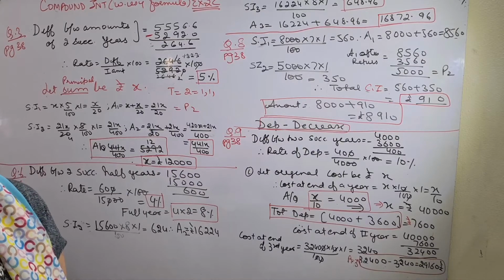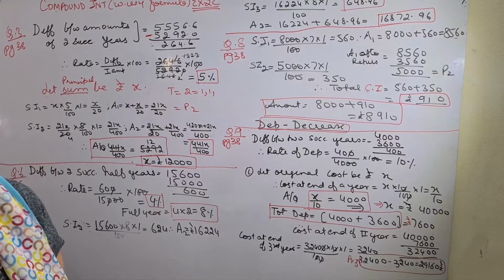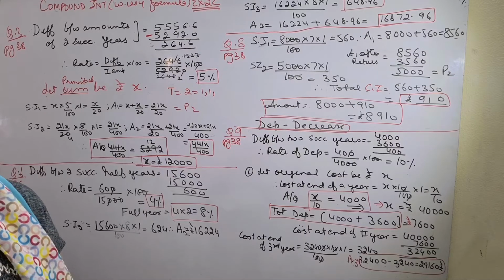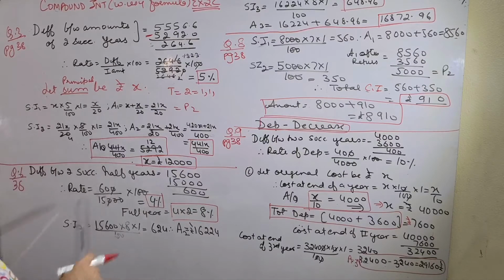Please underline this. Question number 6, page 38, exercise 2C. Please underline this line: rate of interest compounded semi-annually. Semi-annually means half year.